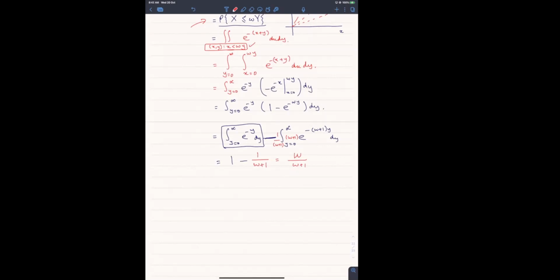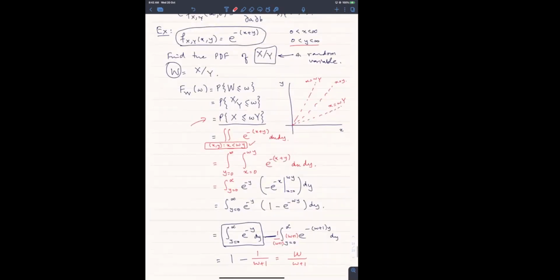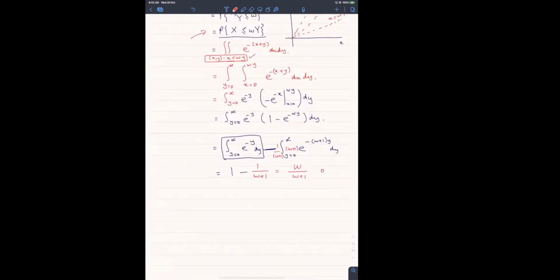And now realize that since W is the ratio of X and Y, X की limit है 0 से infinity, Y की limit है 0 से infinity. W can never be negative, so W will also have the limit 0 to infinity. It is very important to specify the limits.